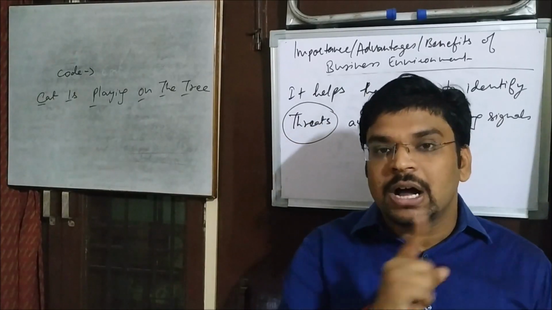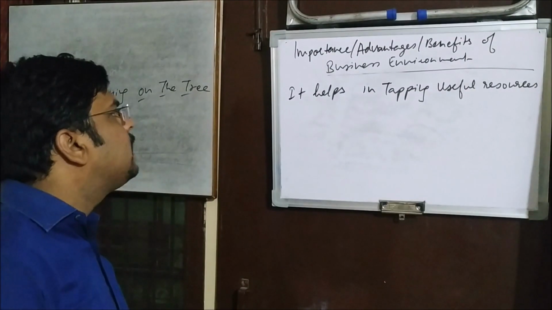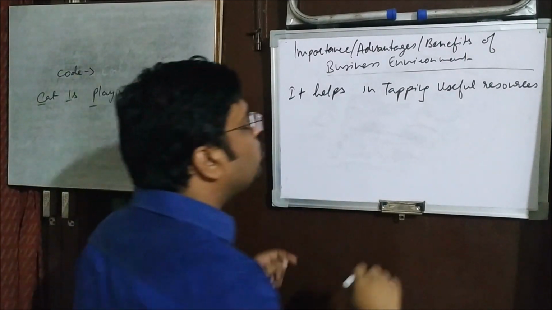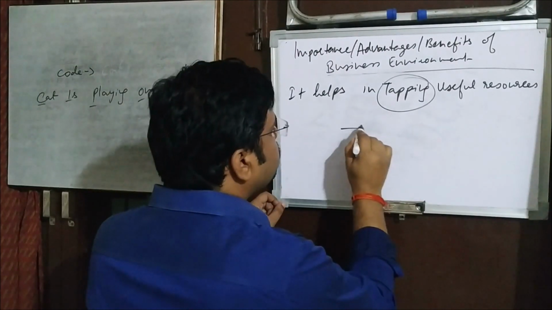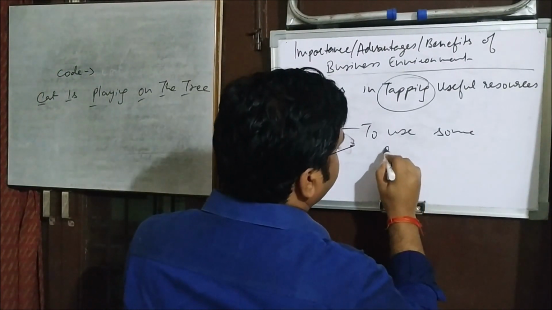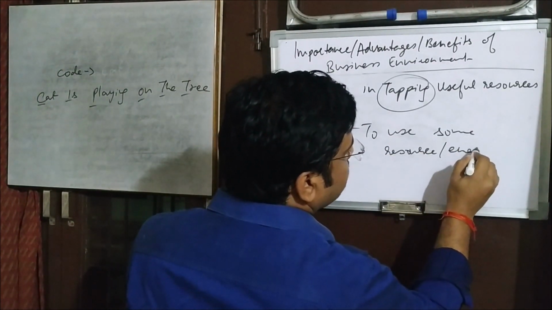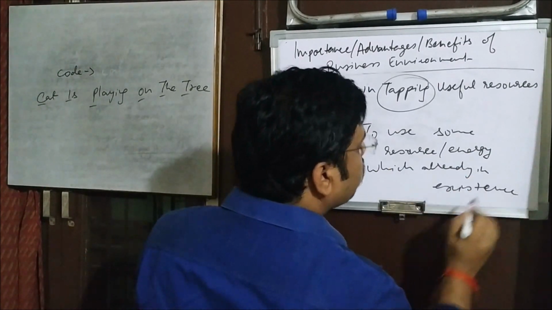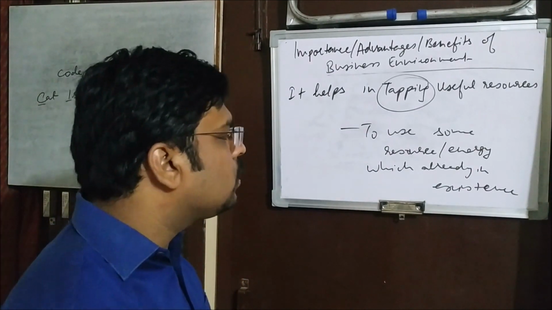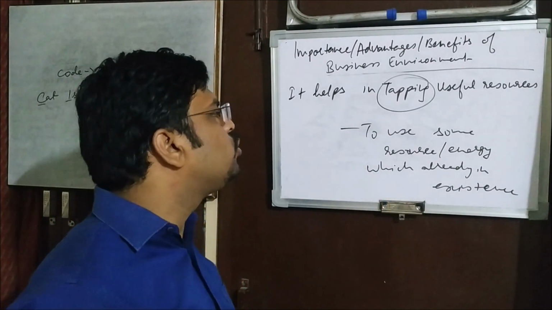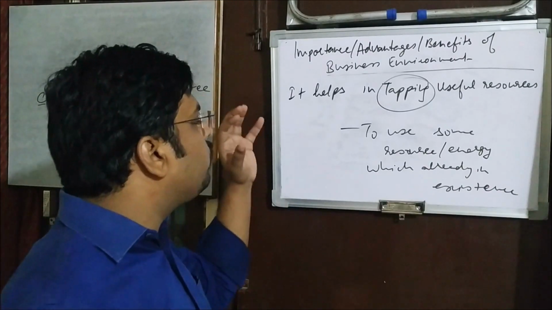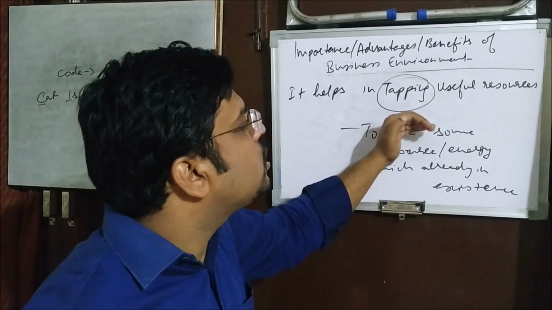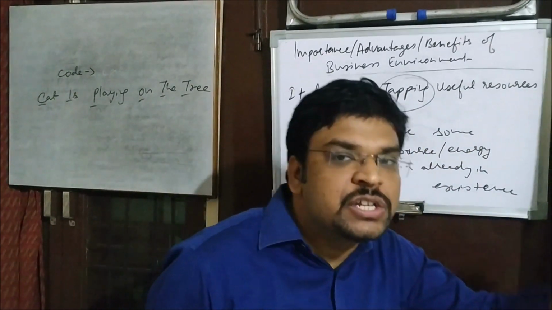Now let's move on to another point. The last point is that it helps in tapping useful resources. We need to understand the meaning of tap. Tap means to use some resource or energy which is already in existence, right? Tapping means already available resources should be used. So business environment helps in the utilization of all the available resources.